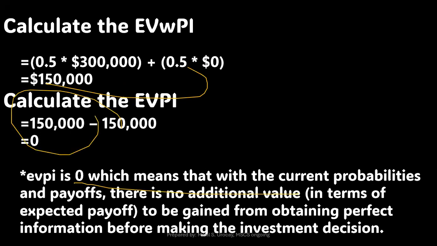Which means that with the current probabilities and payoff, there is no additional value in terms of expected payoff to be gained from obtaining perfect information before making the investment decision. So that's how you will deal with expected monetary value with perfect information.